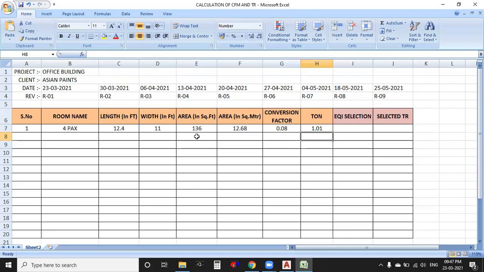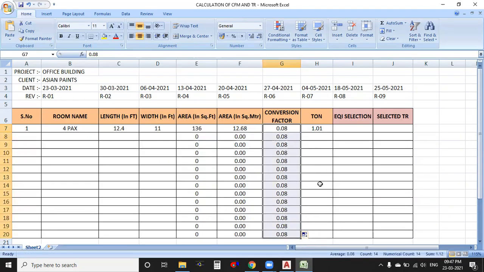Now what you have to do here: area is there, right? Just pull it down totally. If you input your values, automatically your square feet will come. As well as square meter, you also need to pull down totally. Conversion factor will be the same for everything; 0.08 you are copying everywhere. And TR also you are going to pull everywhere. Equipment selection and selected TR we will discuss later. So what we have to give in this sheet? You have to give room name, length and width.